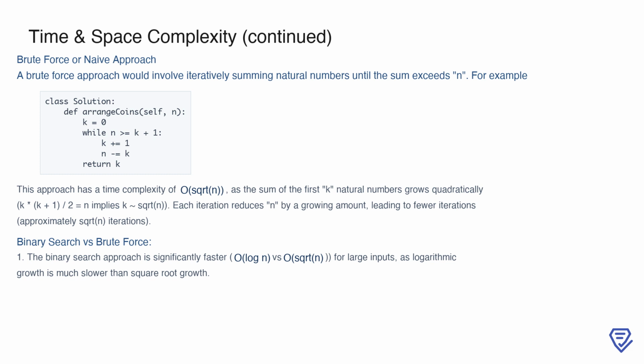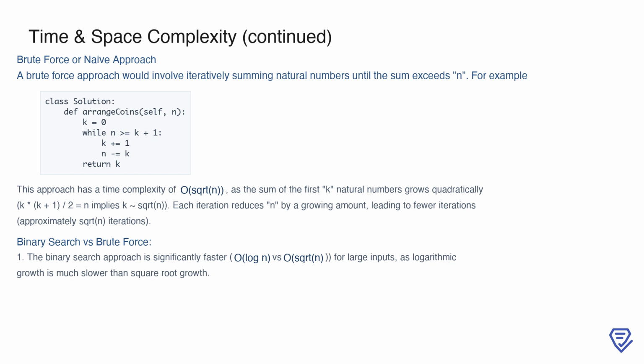If we compare this to a brute force or naive approach, we can see why binary search is so much faster. In the naive method, we repeatedly sum natural numbers until the cumulative sum exceeds n. For example, in the given code snippet, we increment k and subtract the current value of k from n in each iteration. While this approach does work, its time complexity is O(sqrt(n)).